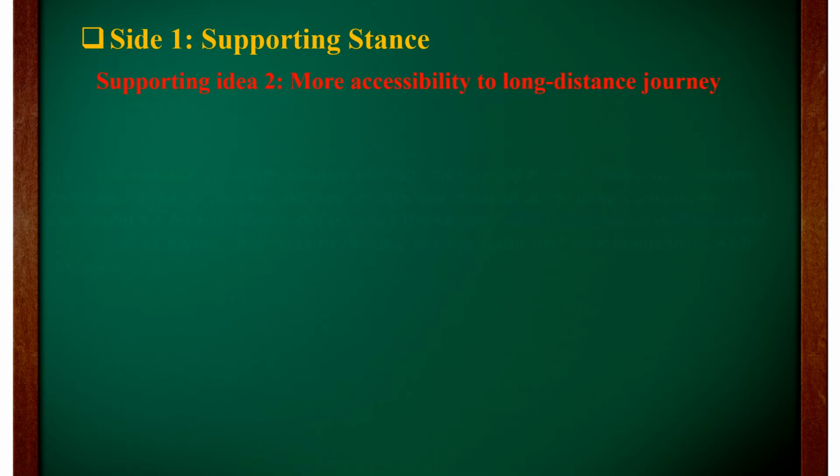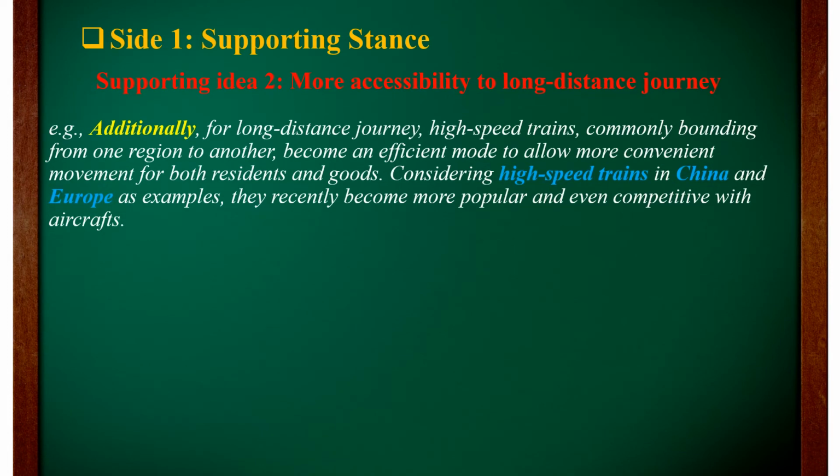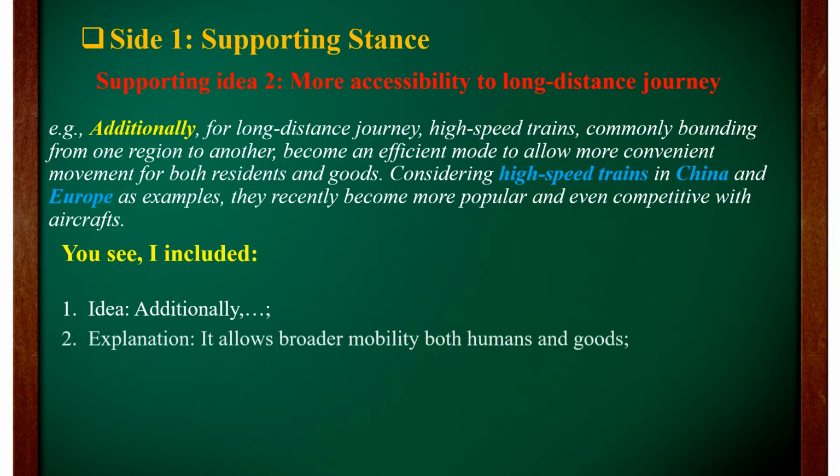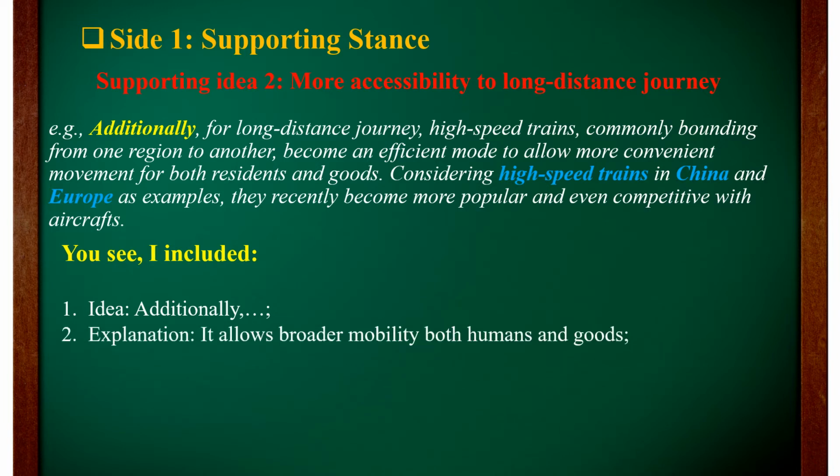The second supporting idea is more accessible to long-distance journey. Similar to the previous idea, I kick off the description with a content connector, additionally, to guide the reader to move to the next idea. Then I explain why this idea may work to improve the congested traffic condition.